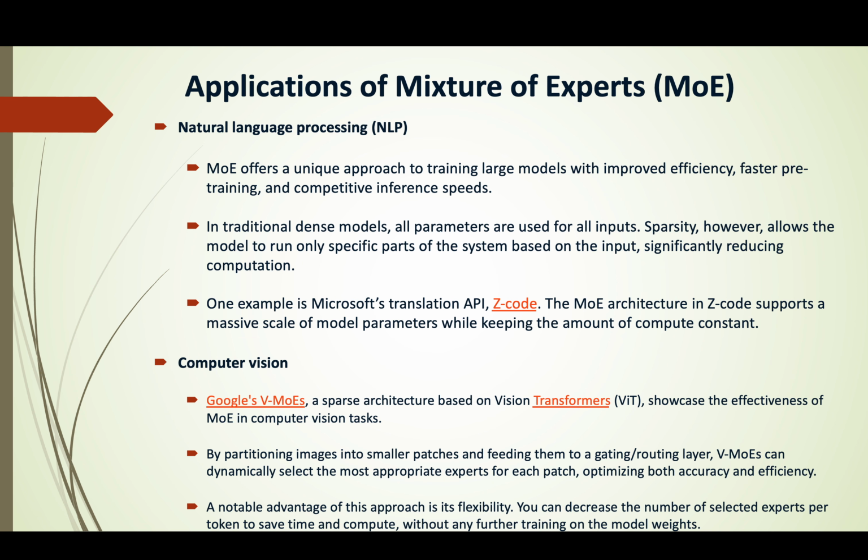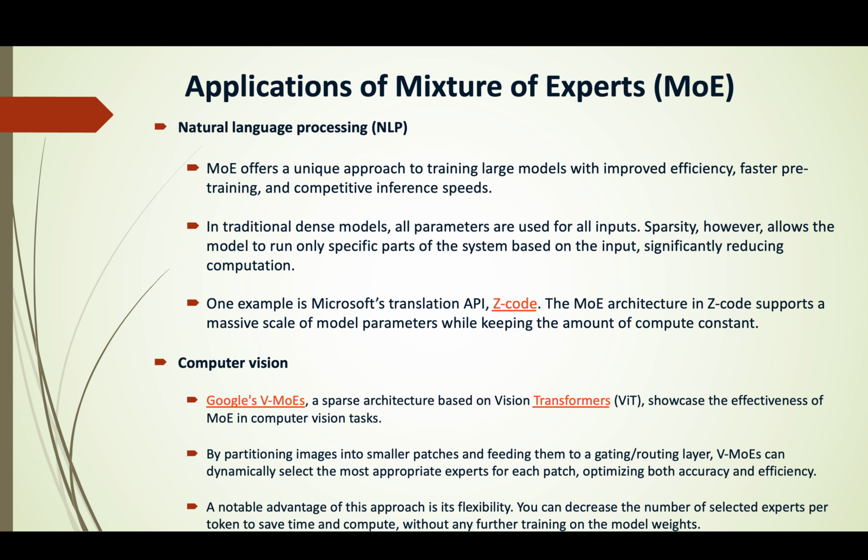One example is the Microsoft Translation API, Z-code. The MoE architecture in Z-code supports a massive scale of model parameters while keeping the amount of computation constant.